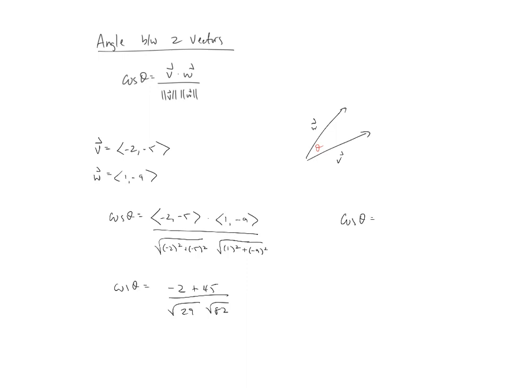So I'll just clean this up a little bit. It's clearly going to be a calculator problem, but I'll say 43 over root 29 root 82, and then inverse cosine of 43 over root 29 and root 82. And so we're ready to punch this in a calculator. Once you punch this in a calculator, you find out that the angle between the two vectors, theta, should be 28.1 degrees.